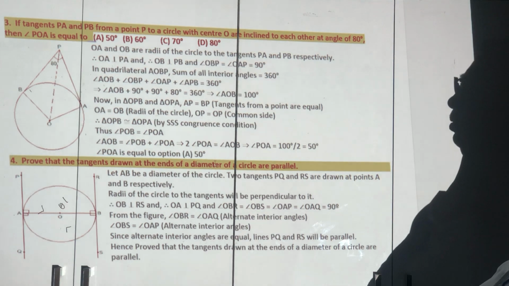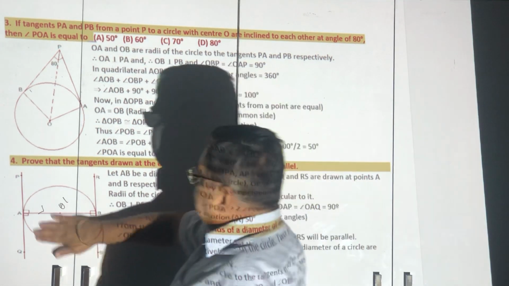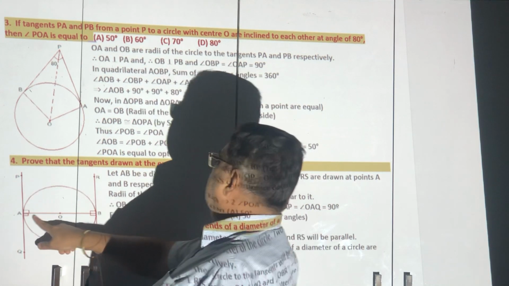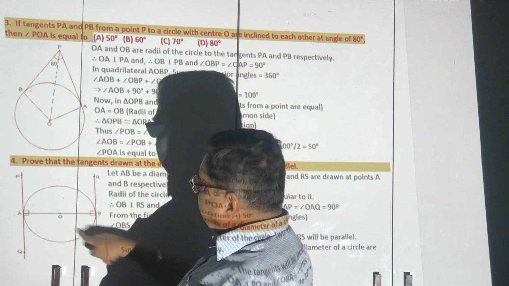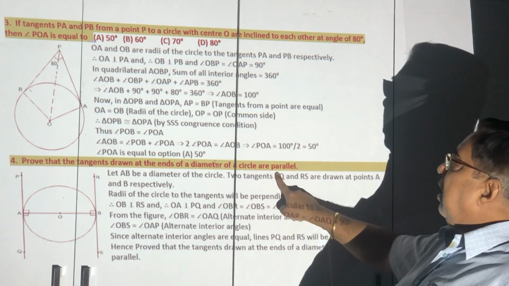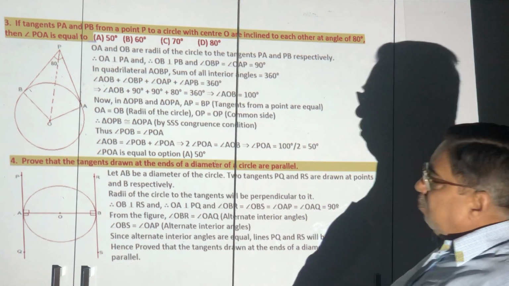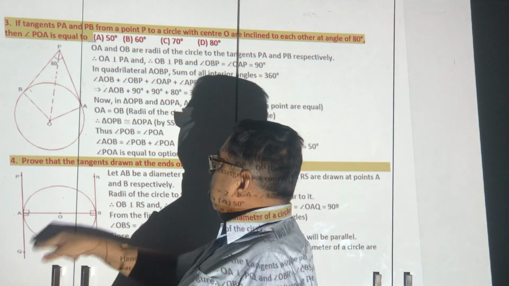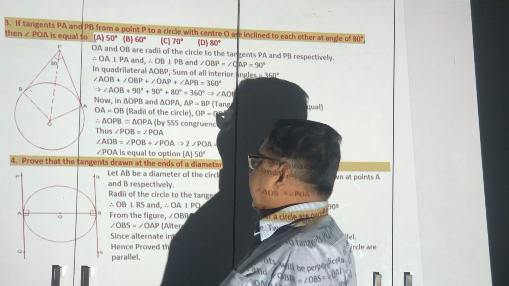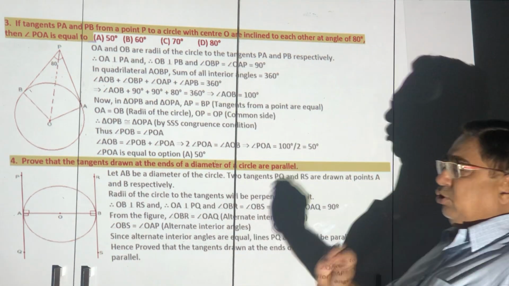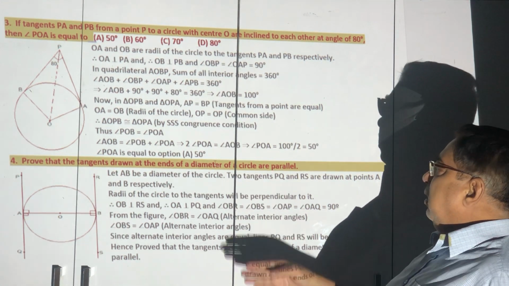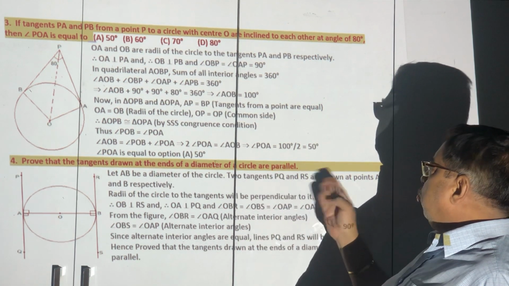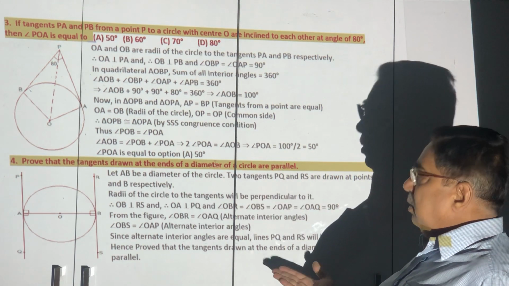Fourth, I have a diameter. AB is the diameter. And I have tangents at the point of contact A and B. I have to prove that they are parallel. I have to prove PQ is parallel to RS. Most simple proof. First, let AB be the diameter. Let PQ and RS be the two tangents drawn at the points A and B.